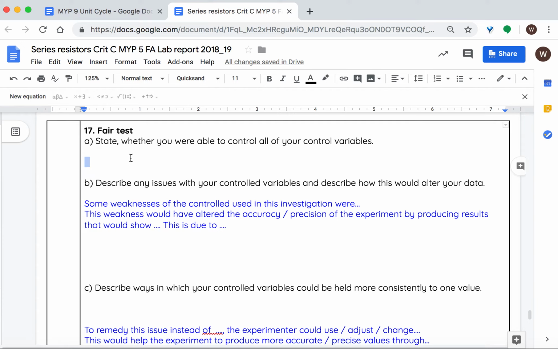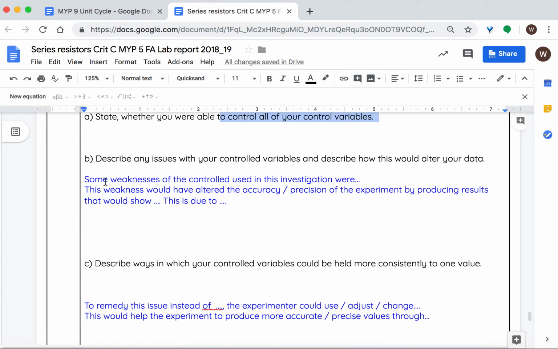All right. Now it's up to your control variables. Were you able to actually control them all? That means keeping all your control variables the same. Describe any issues you had. Does this look familiar? Some weaknesses of the controlled variables used in this are... Does that look familiar? This weakness would have altered the... Look familiar? It's the same text structure. If you get this text structure down, then it's going to make your life easier. You have to show all these pieces.